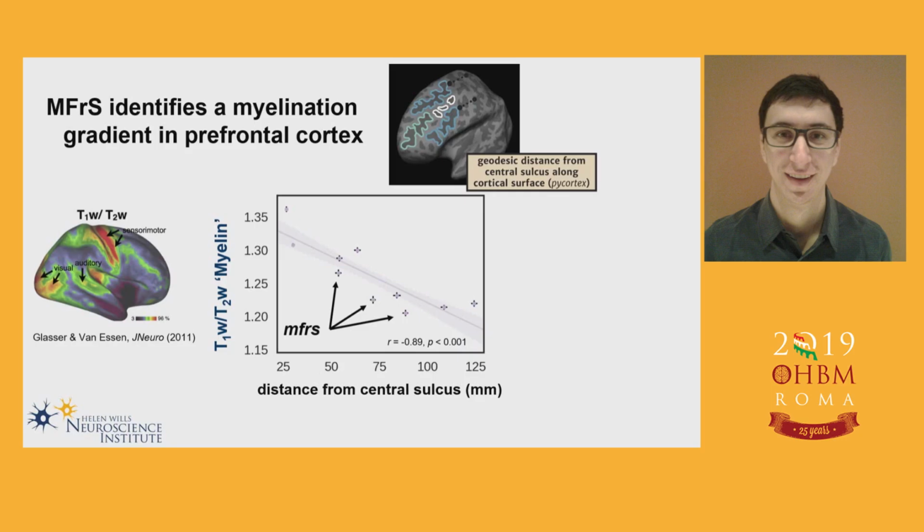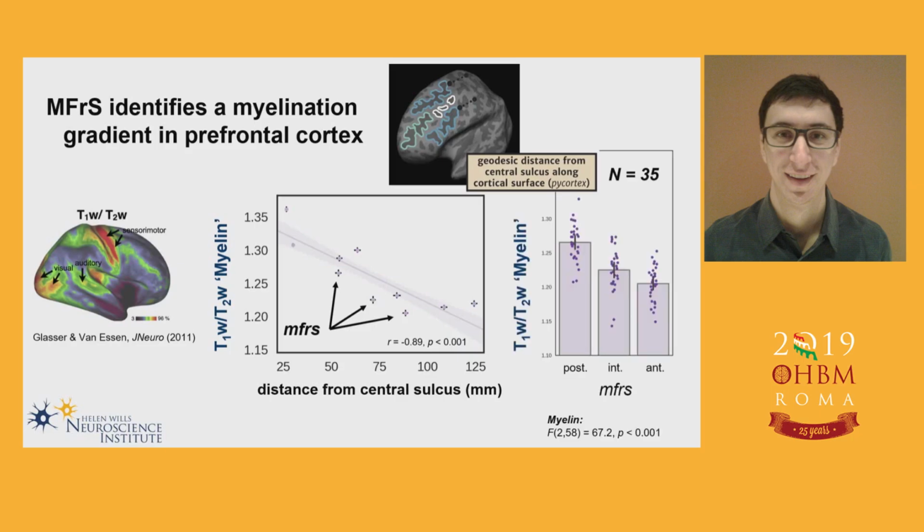So there's an overall relationship between distance from the central sulcus and myelination, and indeed, even the 3 components of the middle frontal sulcus are separable just based on myelin content alone. And that's shown in more detail here on the right. Again, each data point here is an individual subject's hemisphere, and myelination drops off from a posterior to anterior gradient, even within these 3 distinct components of the middle frontal sulcus.